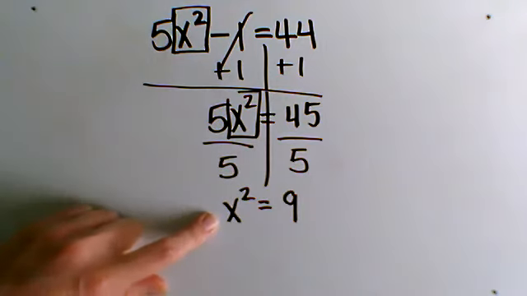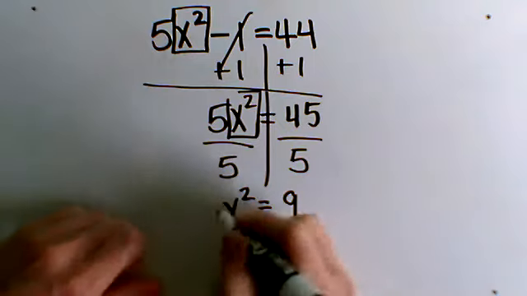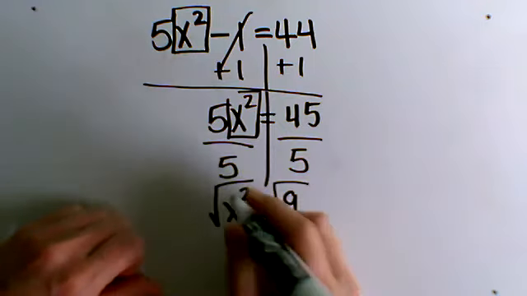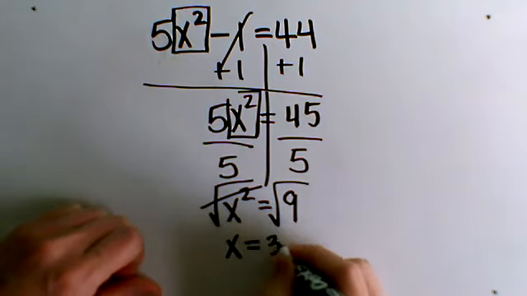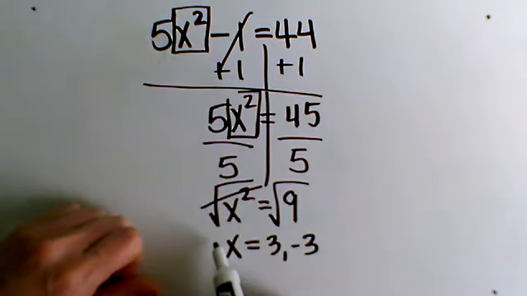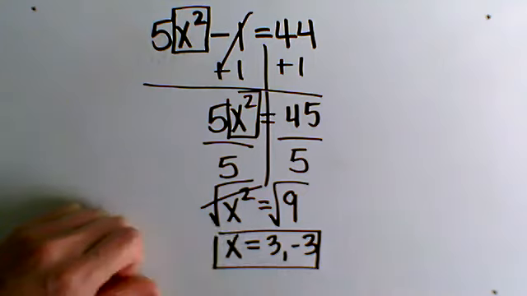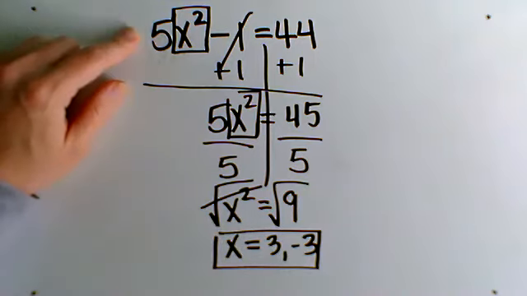Now that I have my squared term alone, I can solve by taking the square root of both sides. The square root of x squared is just x, the square root of 9 is 3, and negative 3. So these would be the two solutions that make this equation true.